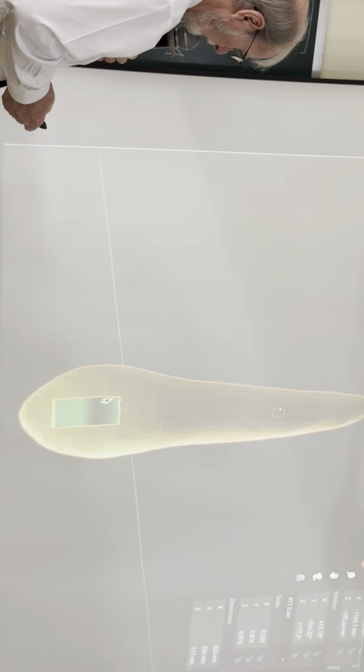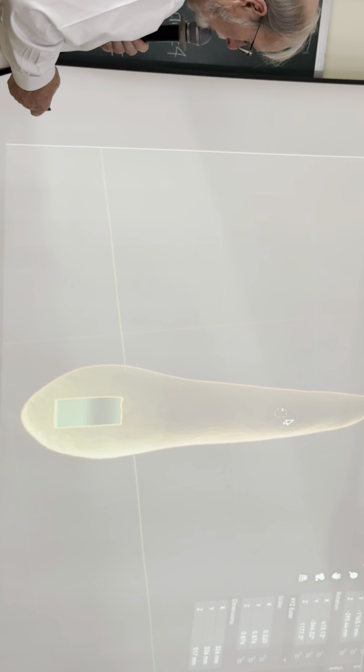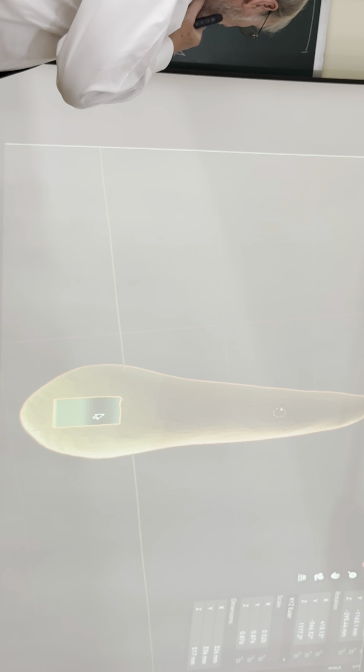Well, we put a big rectangular attachment, so now you have the force on this side, okay? And you go this way, okay, that's cool.